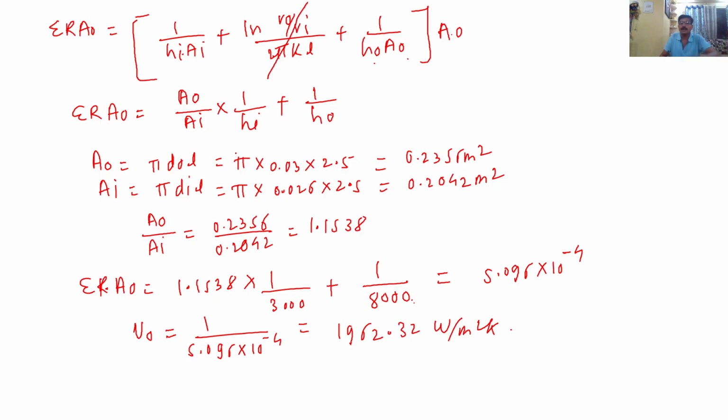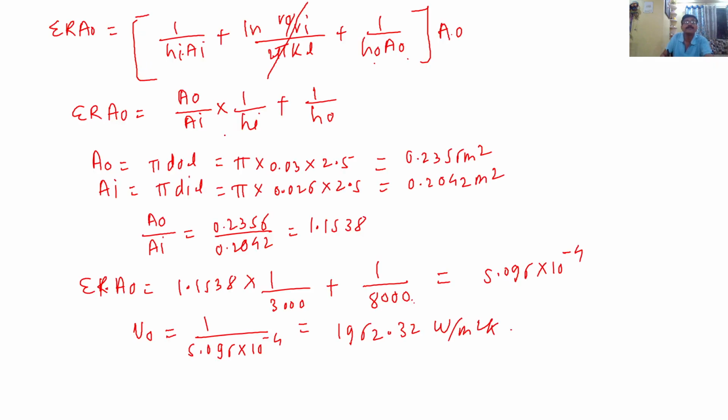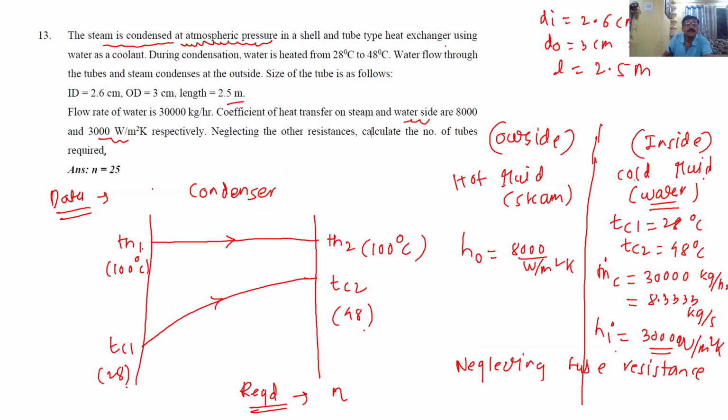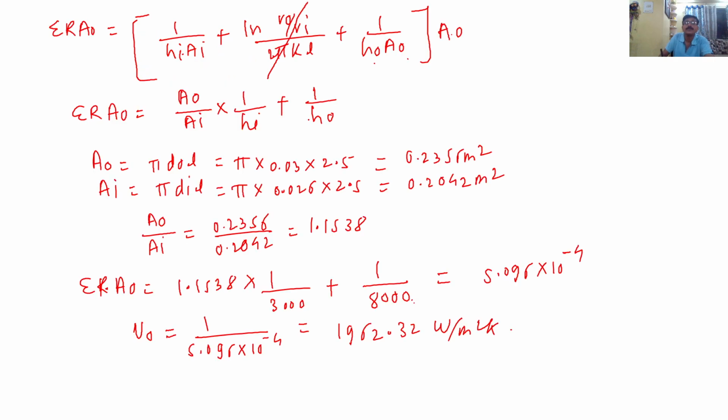Now this question mark is also over. Now only remaining is LMTD, theta m. So for theta m, I require theta 1 and theta 2. What is theta 1? Theta 1 is TH1 minus TC1. And what is theta 2? TH2 minus TC2. Just put the values.